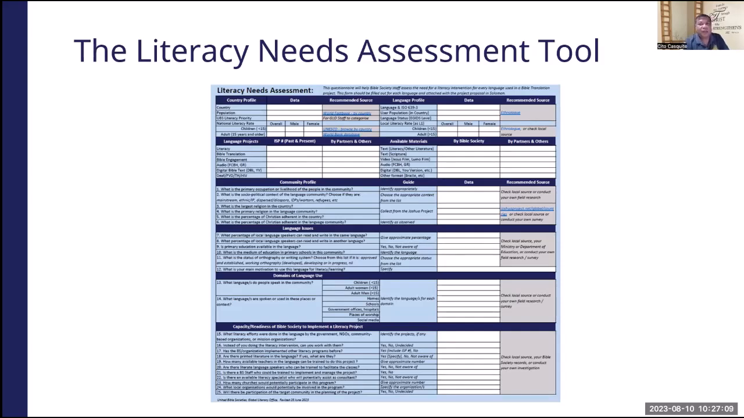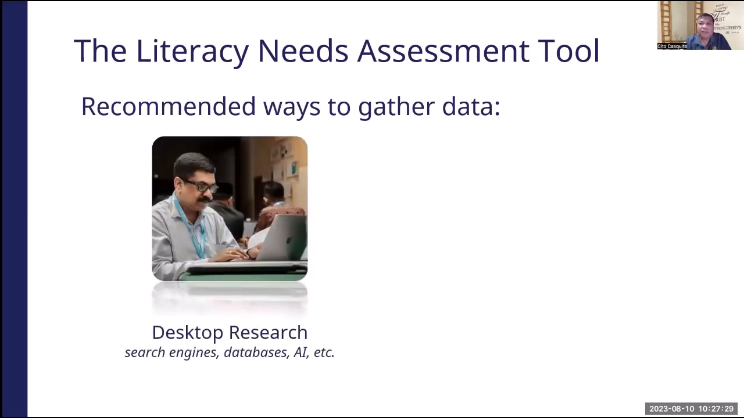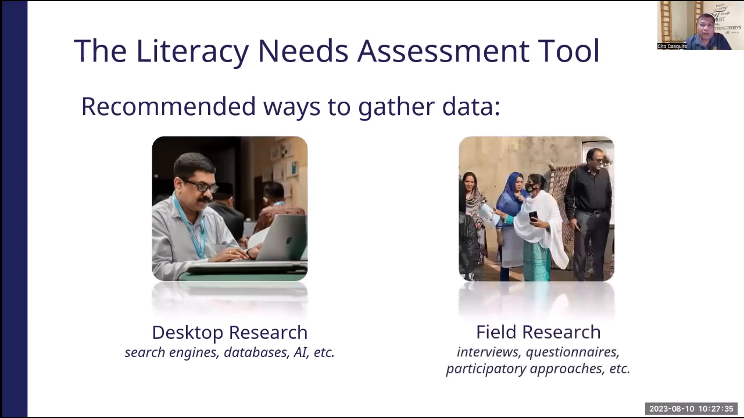So the question now is how do we gather the information or the data for this questionnaire? And even if there are recommended sources here, there are still possible creative ways to do this. And of course, the recommended ways to gather data is through first, as I said earlier, desktop research, either through search engines, databases, and of course, the more popular AI these days. And then we validate it through field research by doing interviews, questionnaires, and later on, I will share some practical tools using participatory approaches to engage the community in doing the literacy needs assessment.